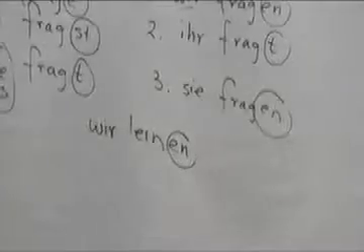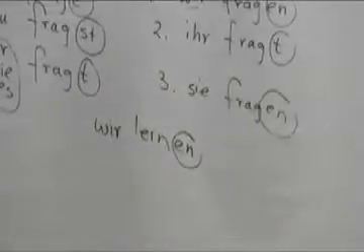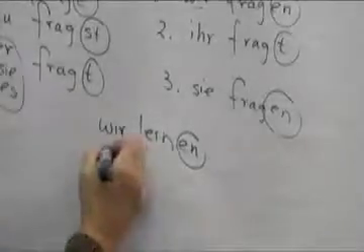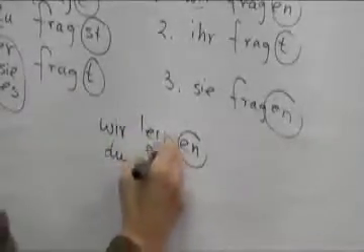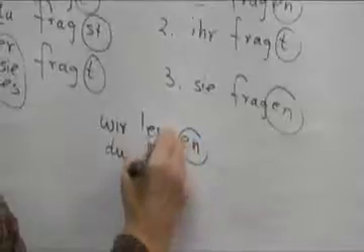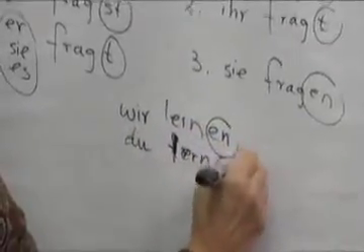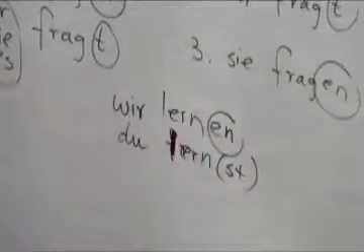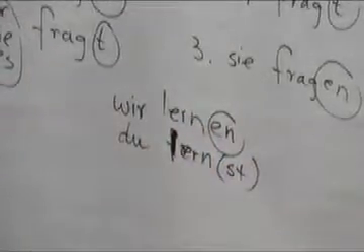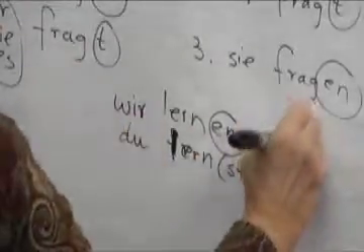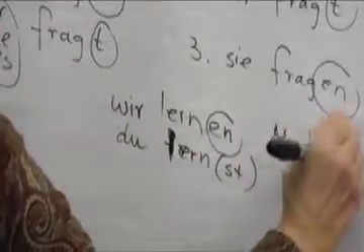How would we say you are learning? I'm talking to one person, yeah, like David. You are learning German. So, du, and then the stem, and then the personal ending. Du lernst, right. How would you say Mr. Miller is learning German?